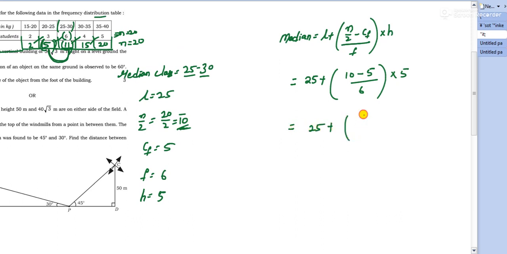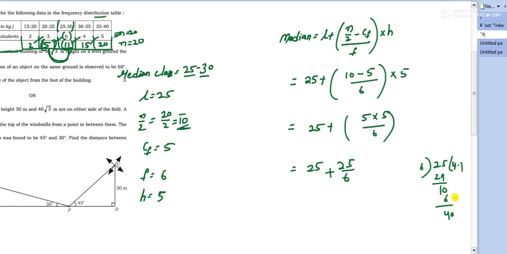So this becomes 5 into 5 by 6, which is equal to 25 by 6, and this is 25. So don't do LCM at all, just do this division. 6 fours are 24, 1 0 6 1 is 6, 4 0 6 6 is 36. Just take two decimal numbers, 4.16 plus 25. How much is that? It is 29.16. This is your median.